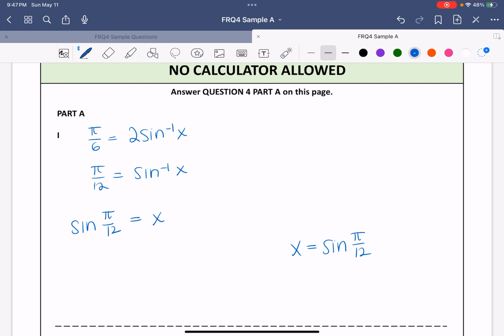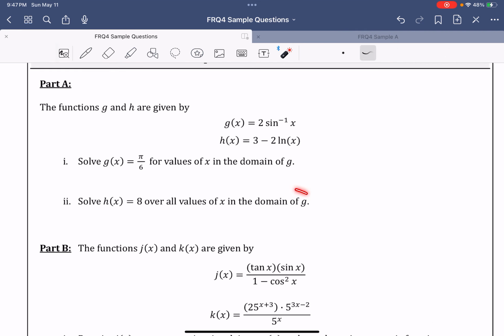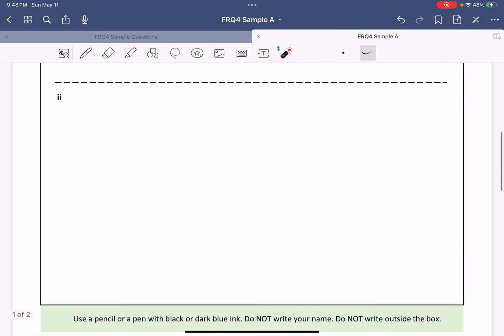Okay, and then for part A2, similar, just a different equation. Solve h of x equals 8 for all values of x in the domain of, I think this should be h. Okay, so here's our function: 3 minus 2 natural log of x, but we're going to make that equal 8. So 8 equals 3 minus 2 natural log of x.